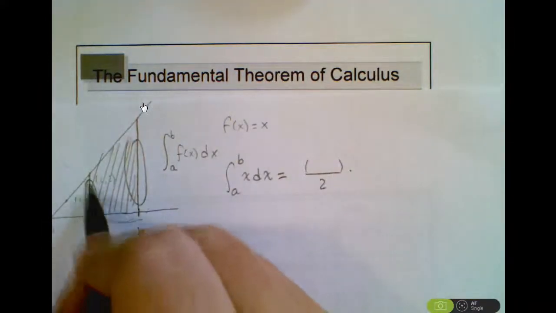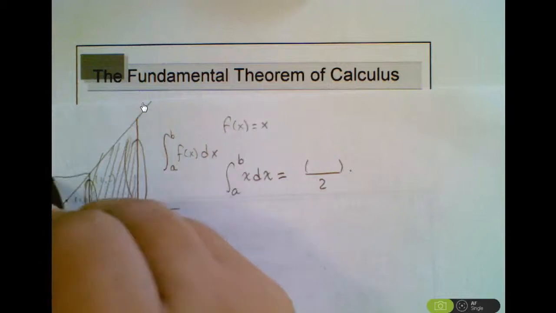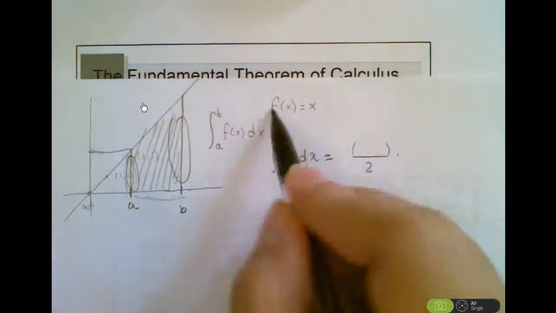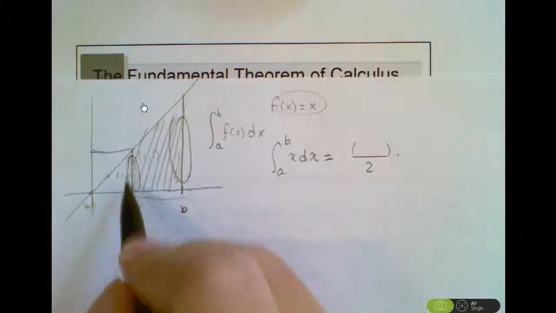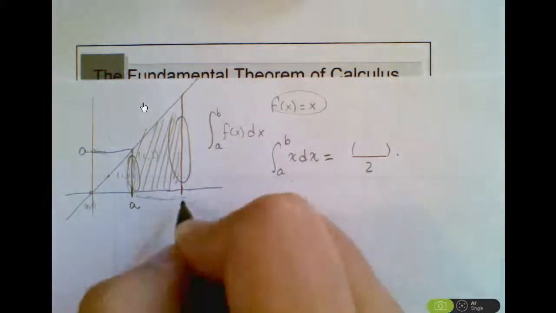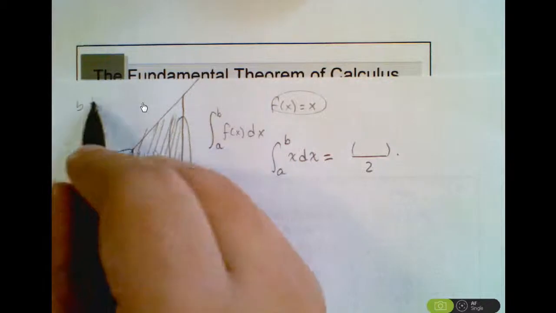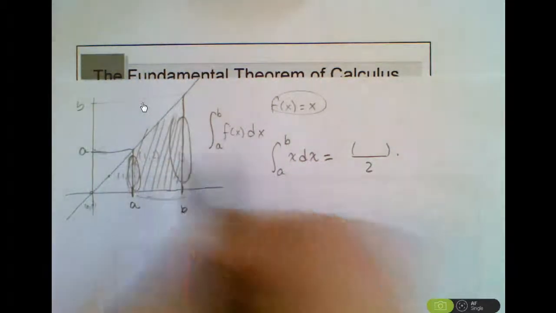Now this base is as tall as, remember that this is the line y equals x, or f of x equals x. So if x is a, then y is a. And in here, if x is b, then y is b as well. So the bases are a and b.